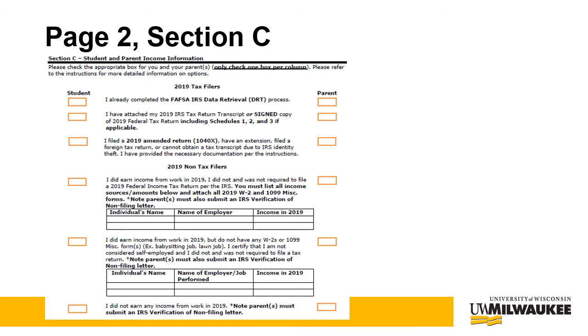Please check only one box for the student column and only one box for the parent column that is next to the statement that best reflects the income and tax filing status for the student or parent. These statements are split into two sections.